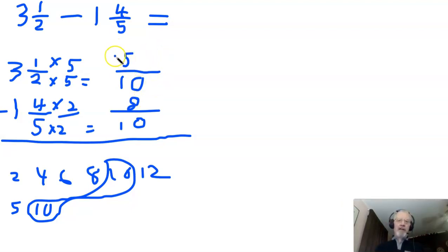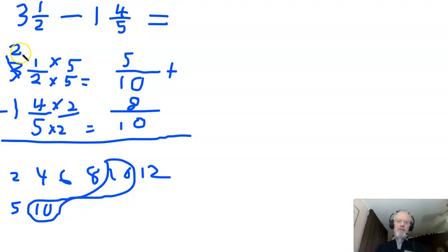Now when I borrow, I can't just put a 1 here like I do in regular things when I'm borrowing things. I need to borrow from this 3. So I'm going to borrow from the 3 and make it a 2. Borrowing 1 whole from that. And I just can't put a 1 there. I have to borrow that 1 whole in terms of tenths, and I'm going to add that to this 5/10.